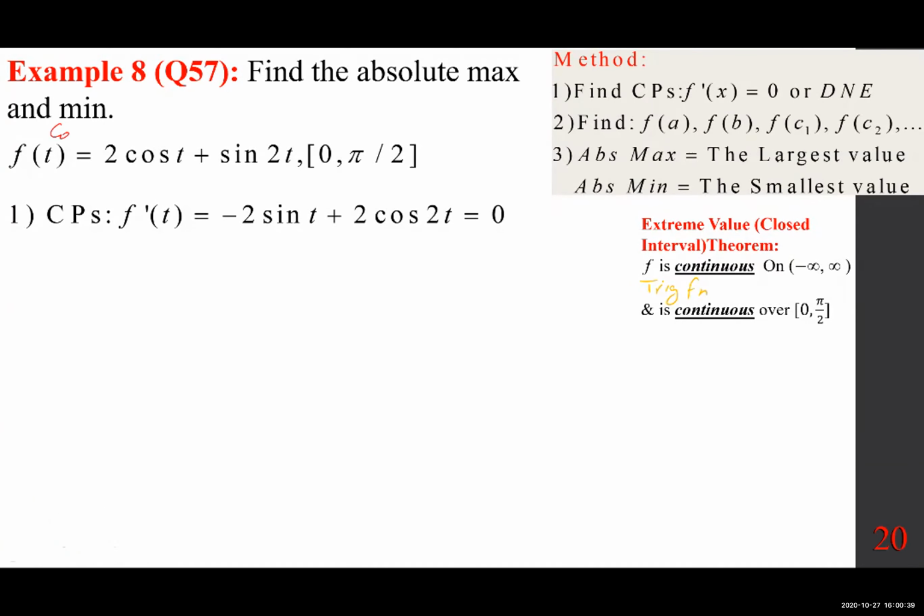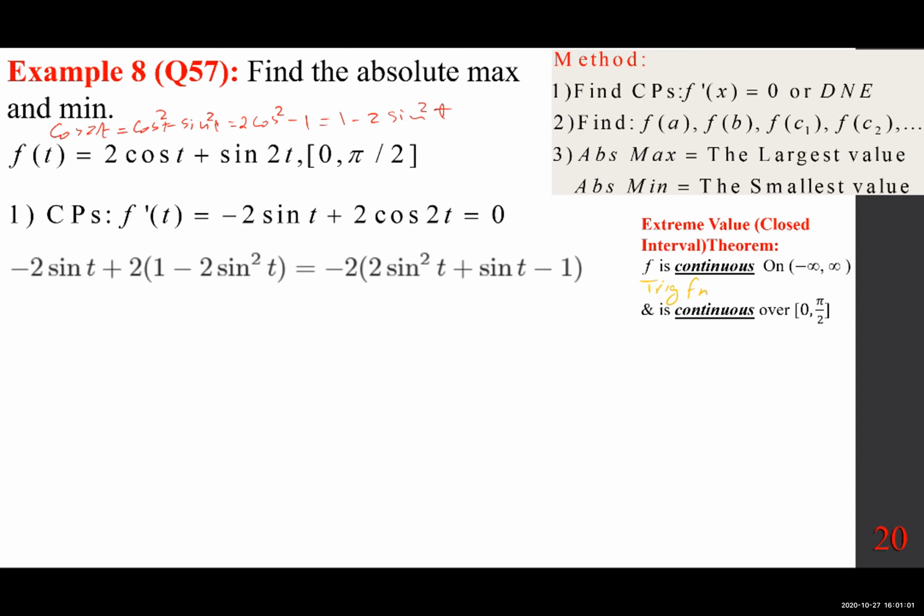So cosine 2t equals cosine squared minus sine squared, equals 2 cosine squared minus 1, equals 1 minus 2 sine squared. All of the above. And I hope you see why we are using 1 minus 2 sine squared: we want to solve this, and this is sine, everybody. Because this is sine, we change this to sine. We use the last one.